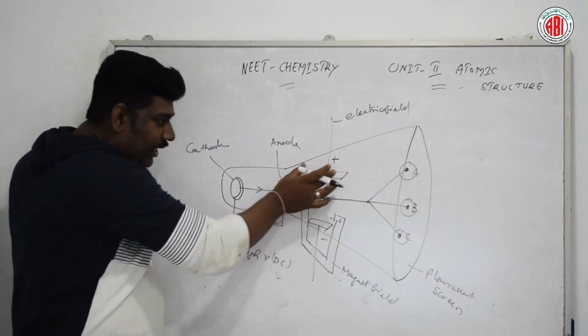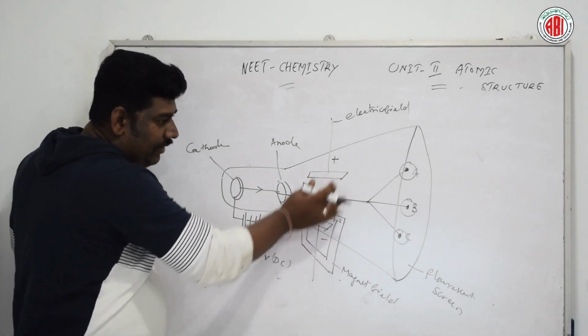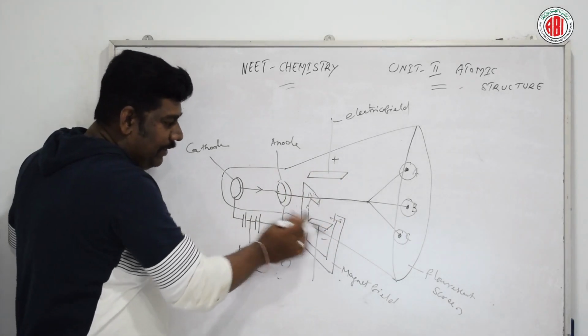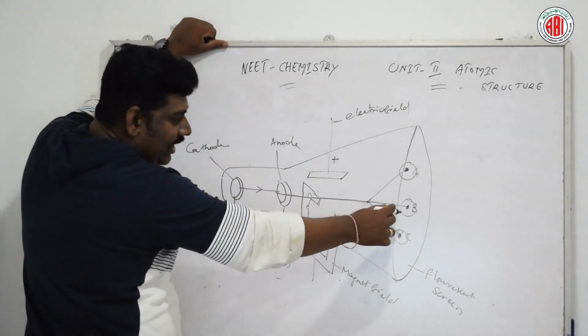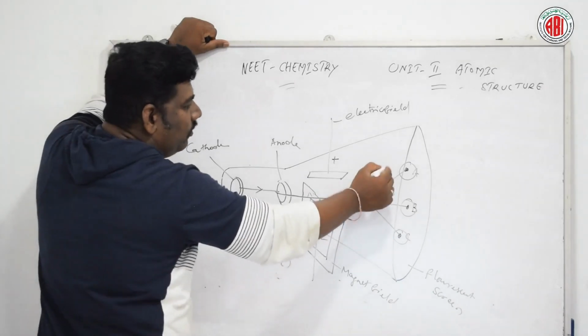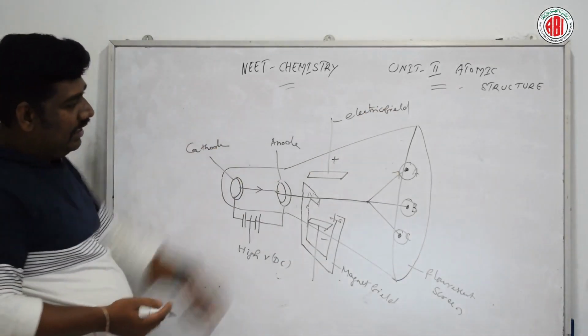So when only the electric field is applied and the magnetic field is not applied, what happened? The rays which travel in a straight line started to deviate towards the electric field. Deviate towards the electric field.